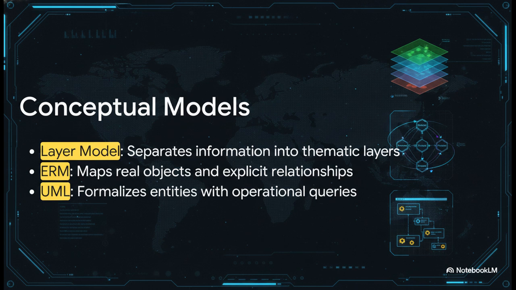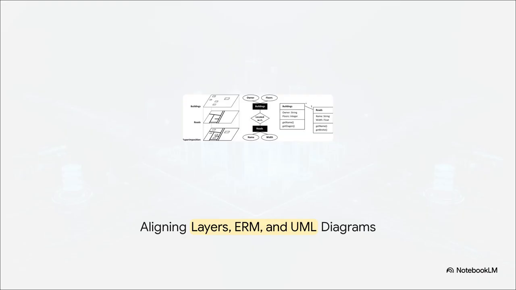Finally, the Unified Modeling Language, or UML, takes it a step further by adding operational methods to the entities, essentially giving our map the ability to answer functional queries. Now, what's really interesting about this is how these abstract concepts link together physically and logically.